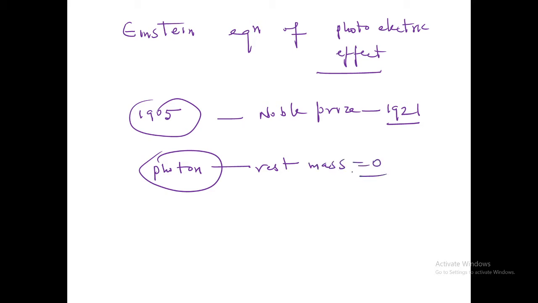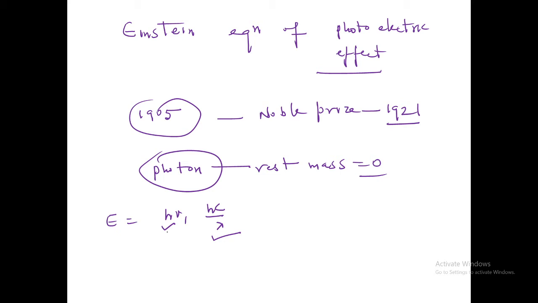Each photon of light has a definite amount of energy that depends on the frequency or the wavelength of the light and is given by h nu or hc upon lambda. So this is energy in terms of frequency and in terms of wavelength, where h is Planck's constant.